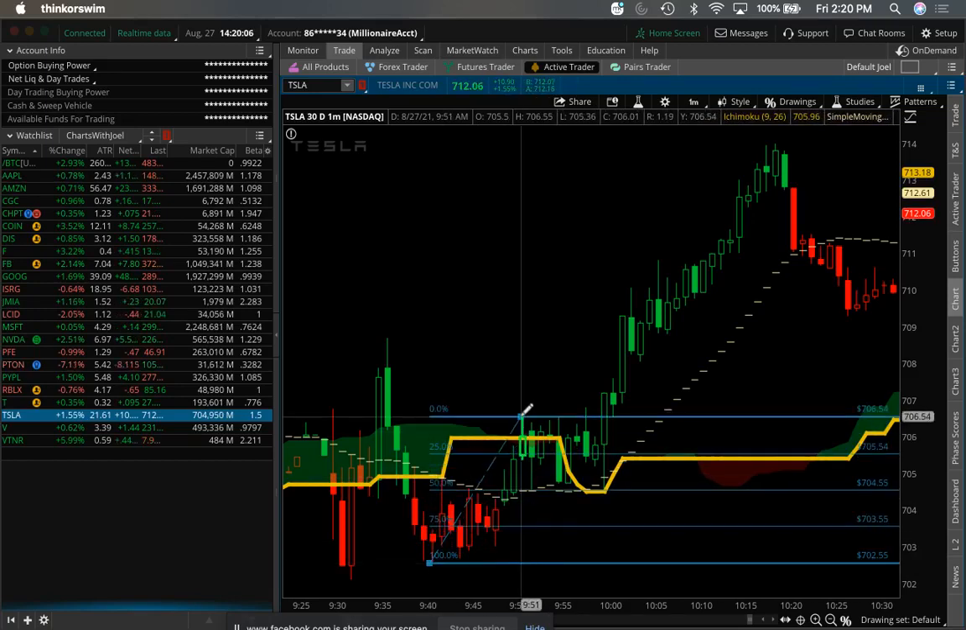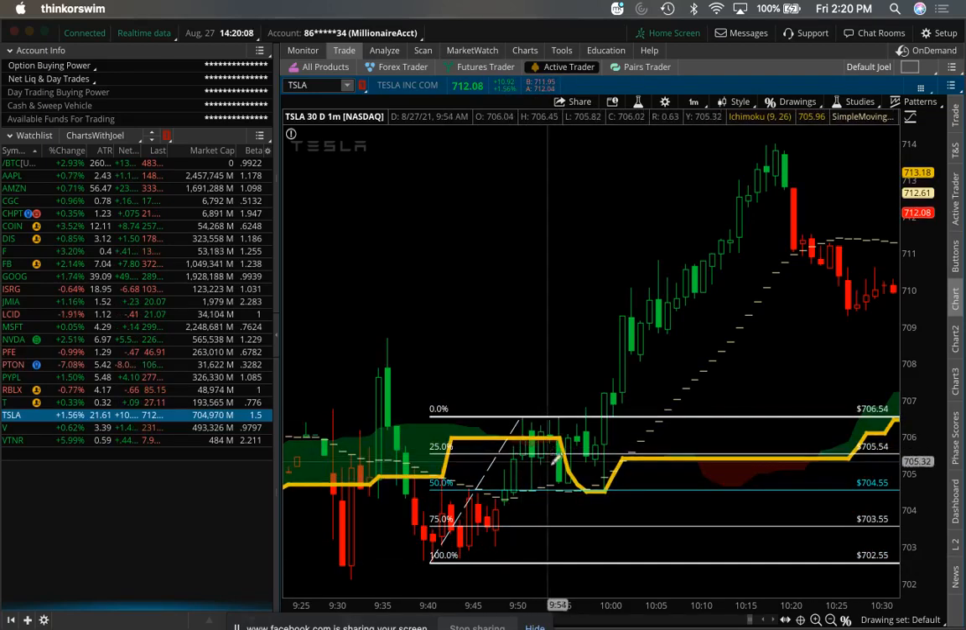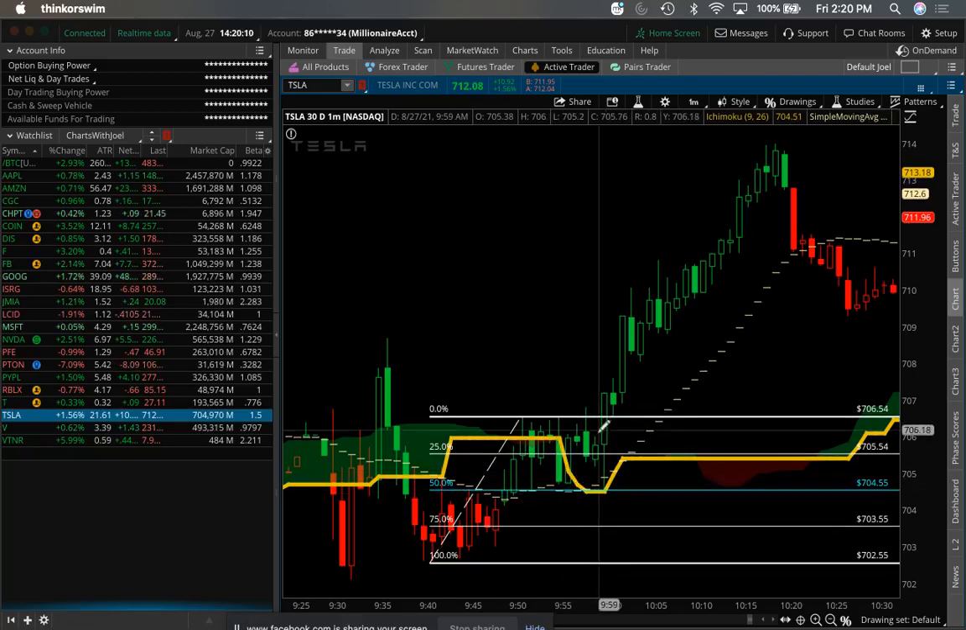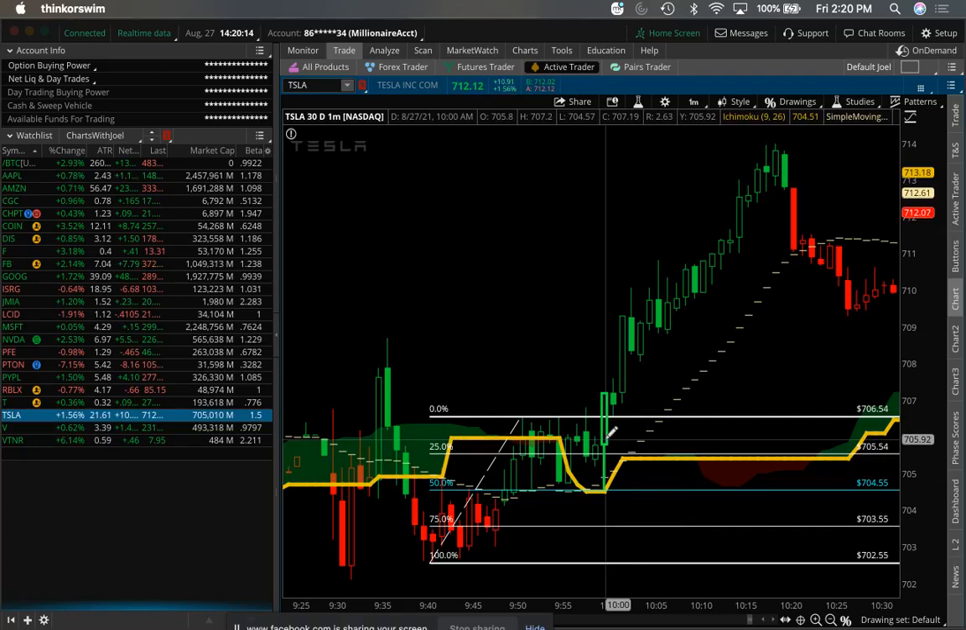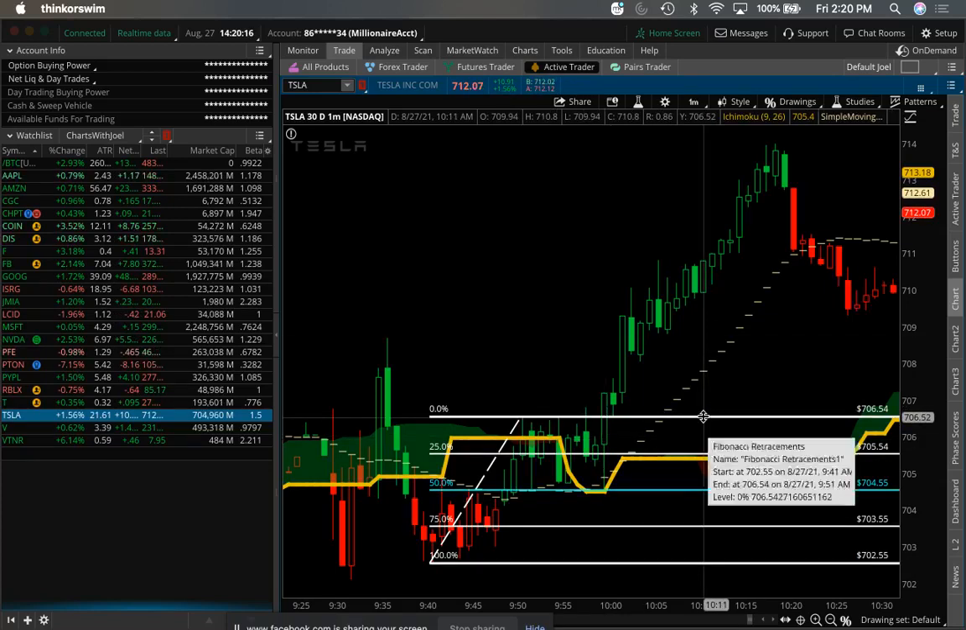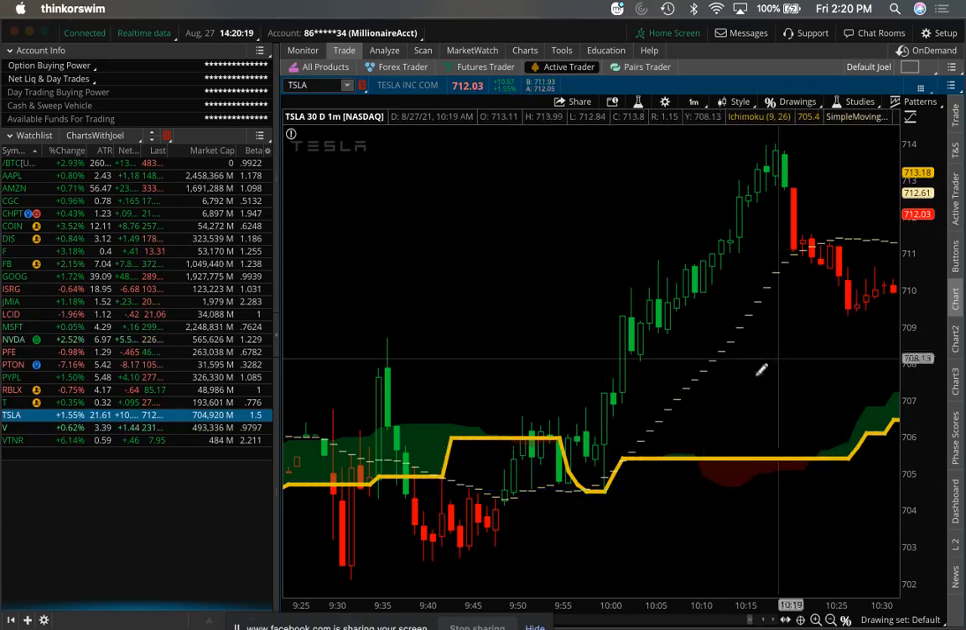If I was trading it, I'm going to wait for it to drop to about 25 to 50, start to go back up. 1, 2, 3. Joel would have been in somewhere around 705. Now, why would I have taken that trade? I got to ask myself.